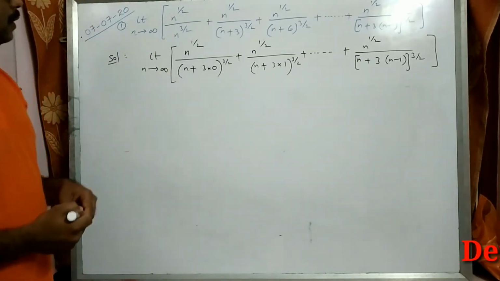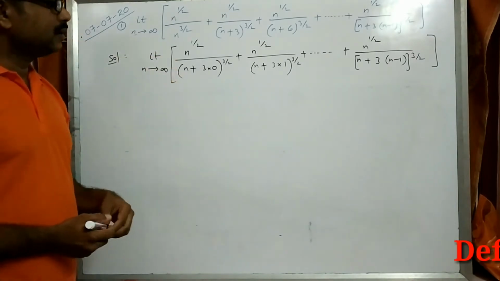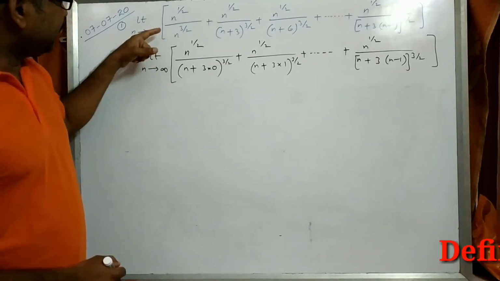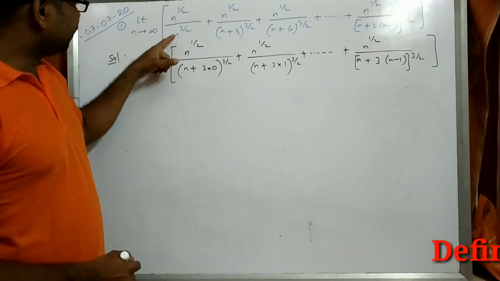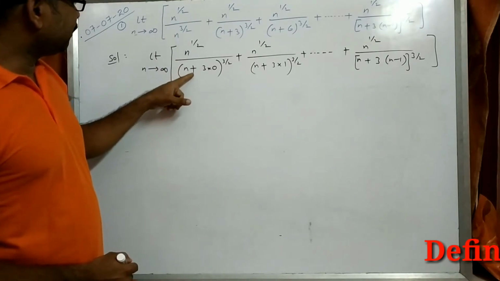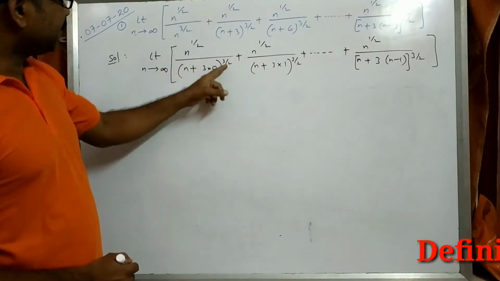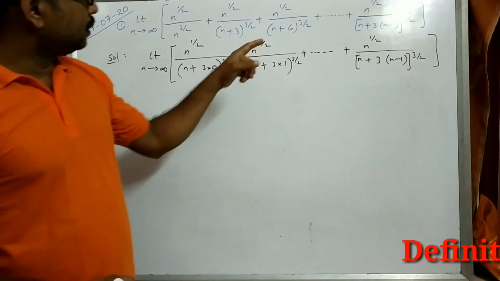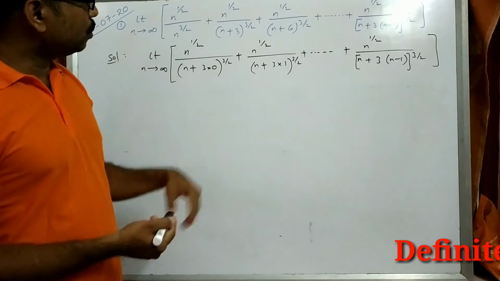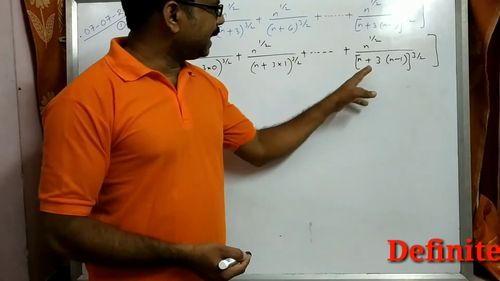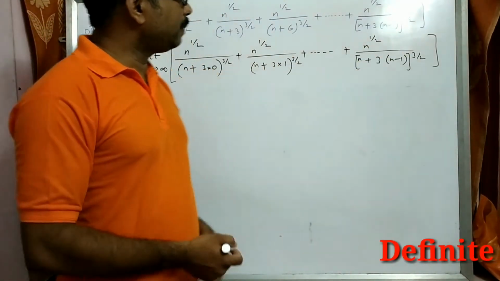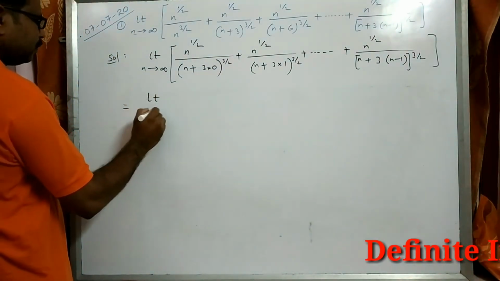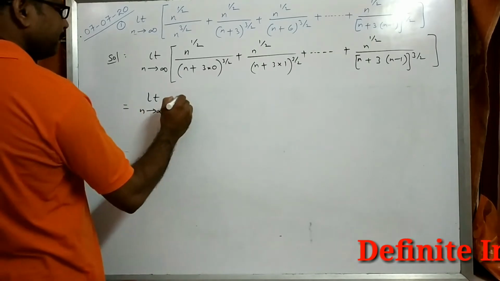Look at this problem of definite integration as limit of summation. n power 1 by 2 by this can be written as n plus 3 into 0 whole power 3 by 2, n plus 3 into 1 whole power 3 by 2, like that n plus 3 into 2 whole power 3 by 2, n plus 3 into n minus 1 whole power 3 by 2. Now this can be written in the summation form. How do we write that?